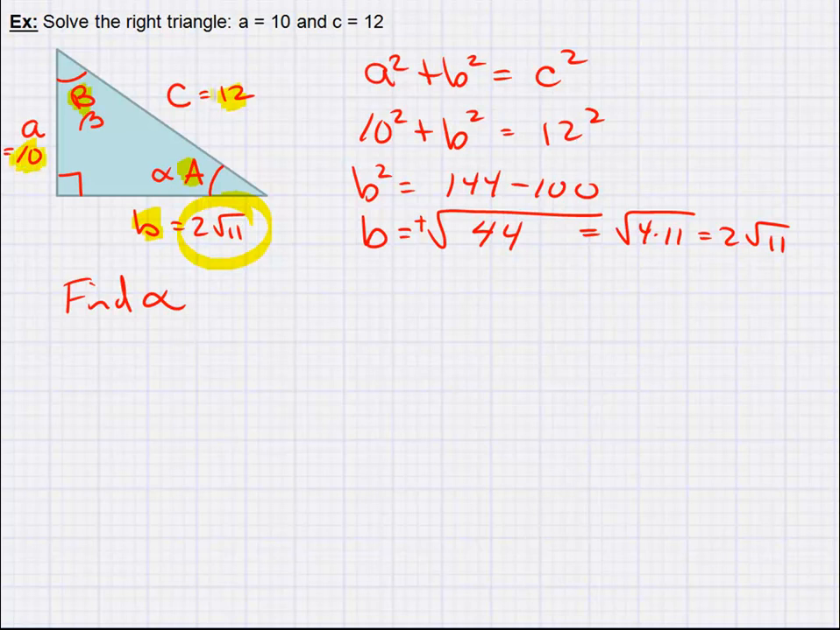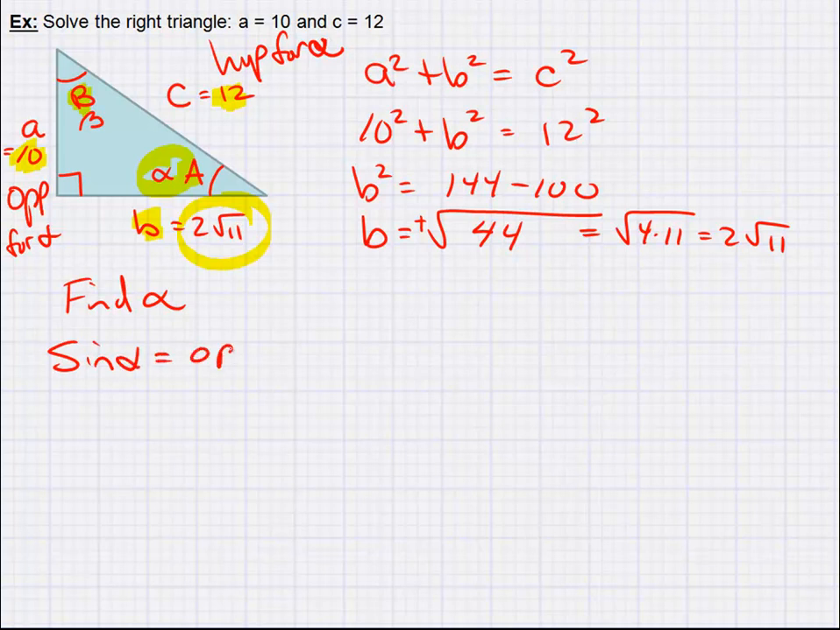So if I'm going to look at these two numbers here, I've got to think, okay, here's my angle. This is the opposite side for alpha, and this is the hypotenuse for alpha. What trigonometric function do I use in terms of opposite and hypotenuse? That would be sine. Sine of alpha is opposite over hypotenuse. Well, if that's the case, then the sine of alpha is equal to 10 over 12, or 5/6.